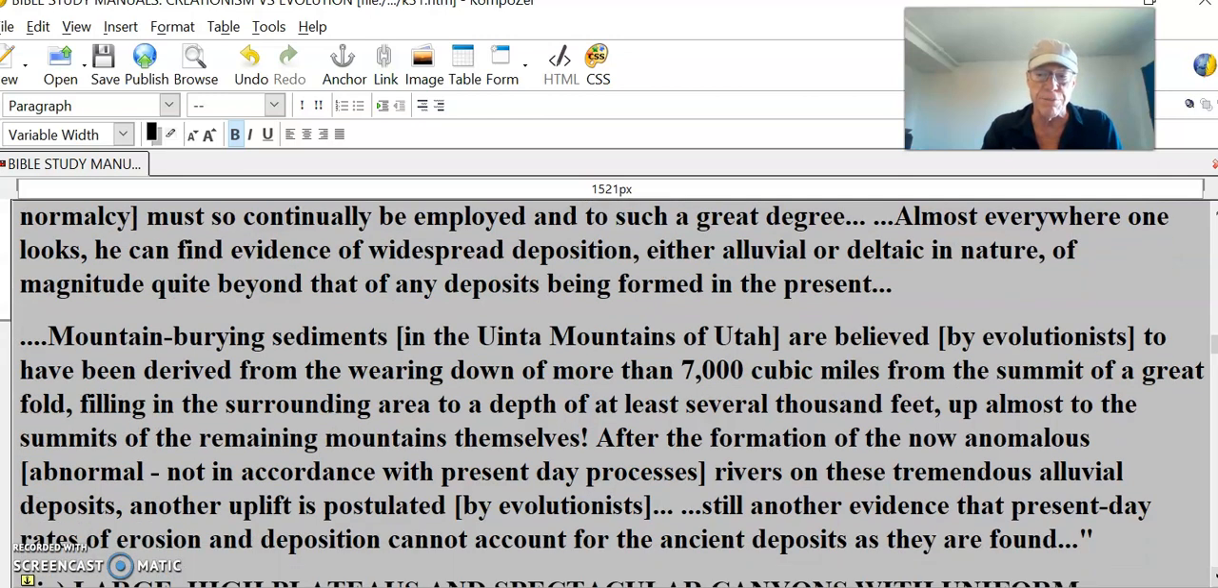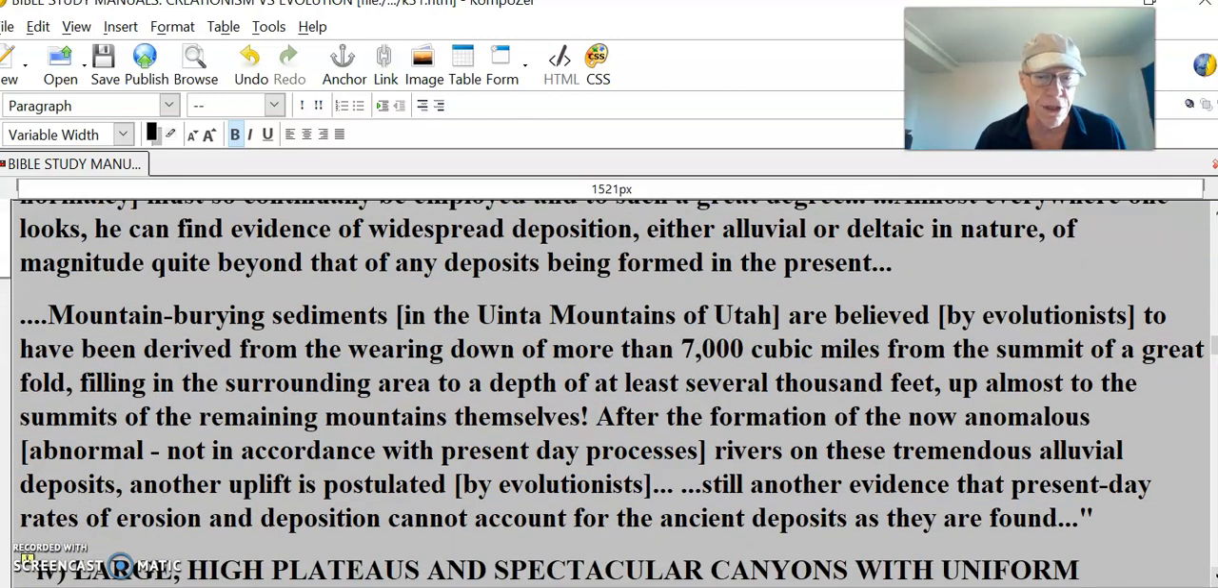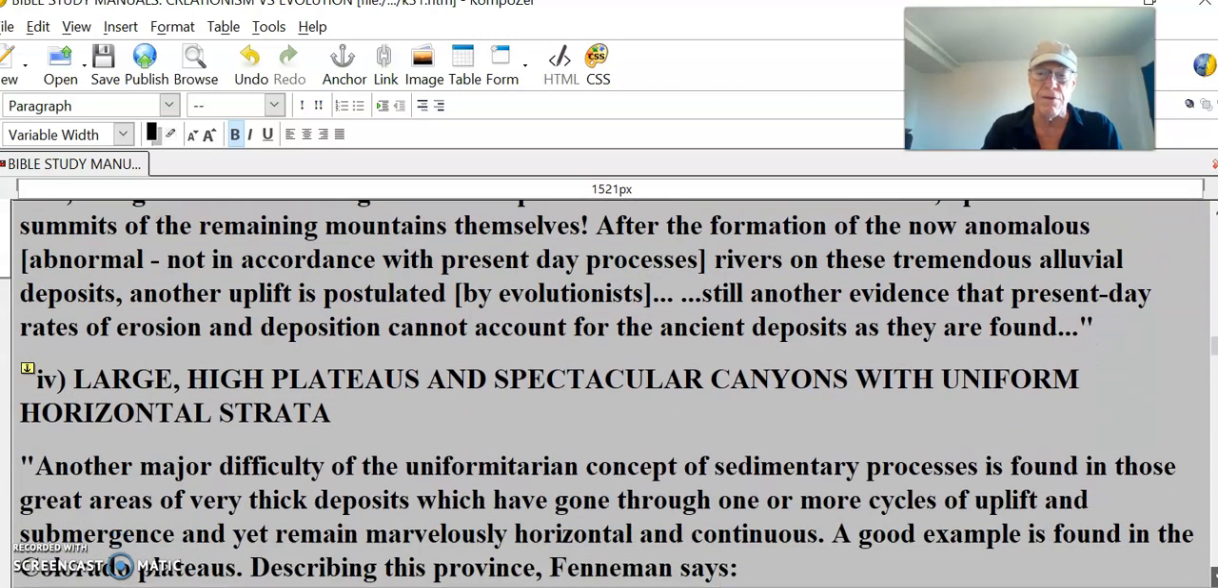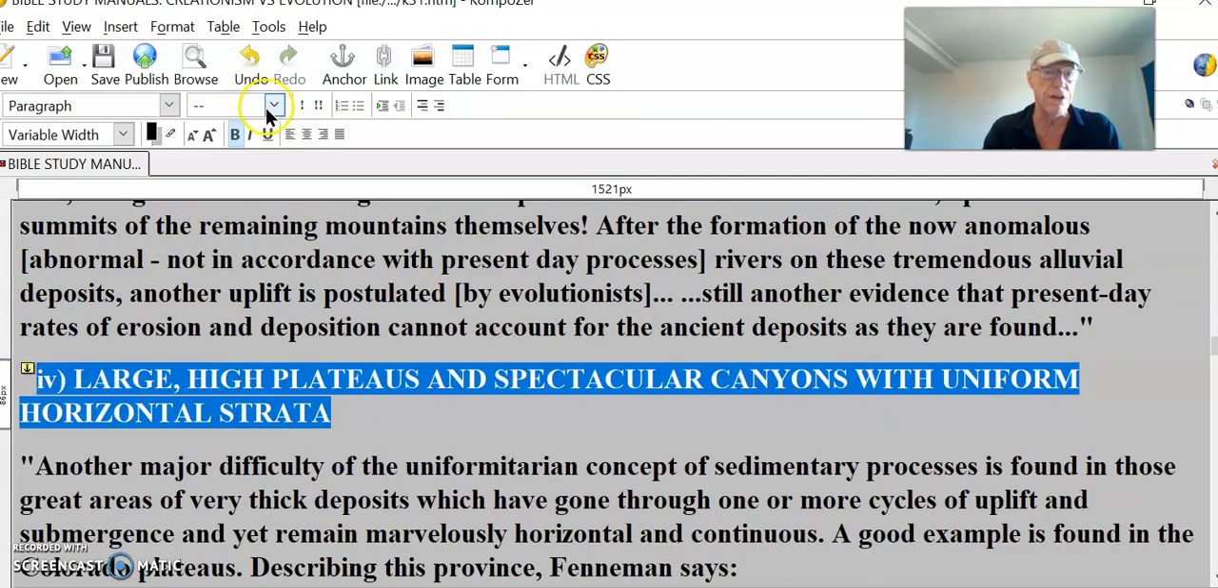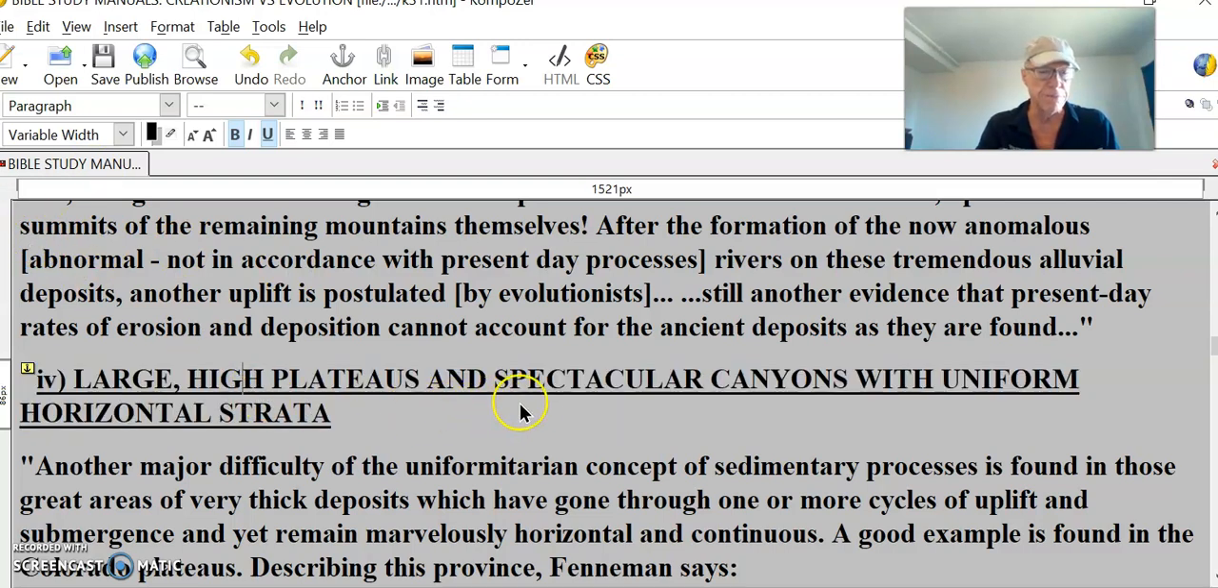Still another evidence that present-day rates of erosion and deposition cannot account for the ancient deposits as they are found. Probably would take longer than they estimate the entire universe is old. Well, a lot of times they run themselves up an argument that is just so bad that it's comedic. We have large, high plateaus and spectacular canyons with uniform horizontal strata.